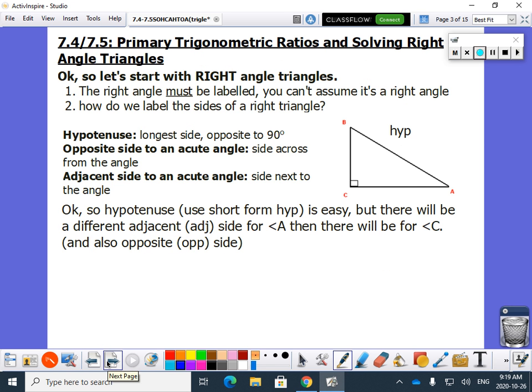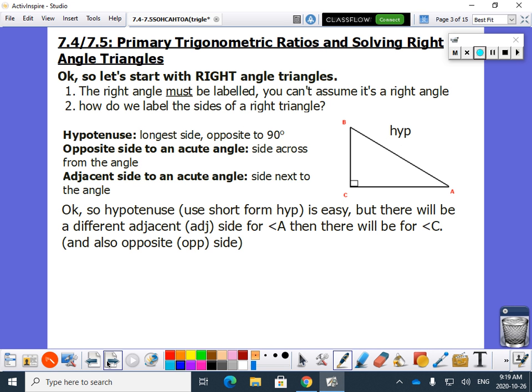Okay, so our first lesson, 7.4, 7.5, primary trig ratios, solving right angle triangles. So we are not going to be getting into sine and cosine law until probably Wednesday. So for the first 2 days, we're going to be just looking at right angle triangles. Starting with labeling the right angle triangle. The right angle must be labeled. You can't assume it's a right angle.